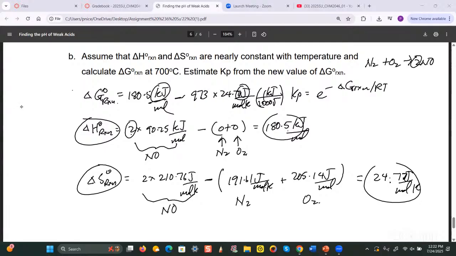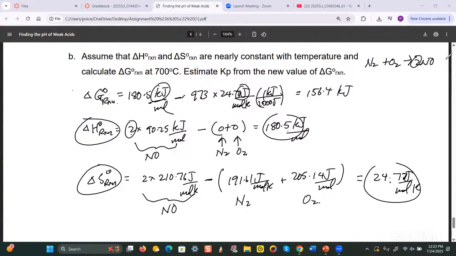So let me erase this here and let's work this out. Let me do the second part first, 973 times 24.77 divided by 1,000. And then I'll put a minus sign in front and add to that 180.5. According to my calculation, this works out to be 156.4 after rounding off to 1 decimal place. So 156.4 kilojoules. All right, so that's delta G.